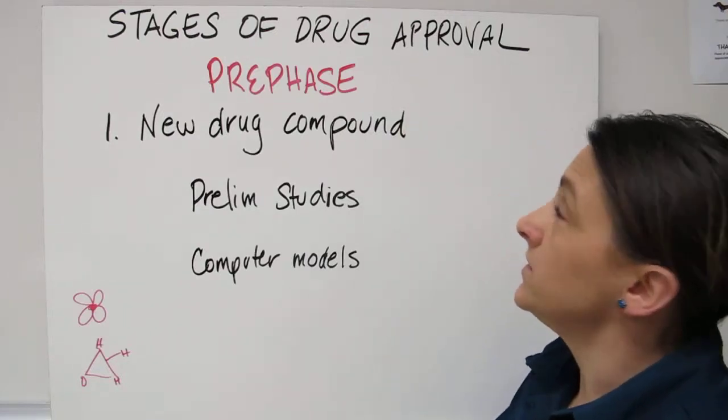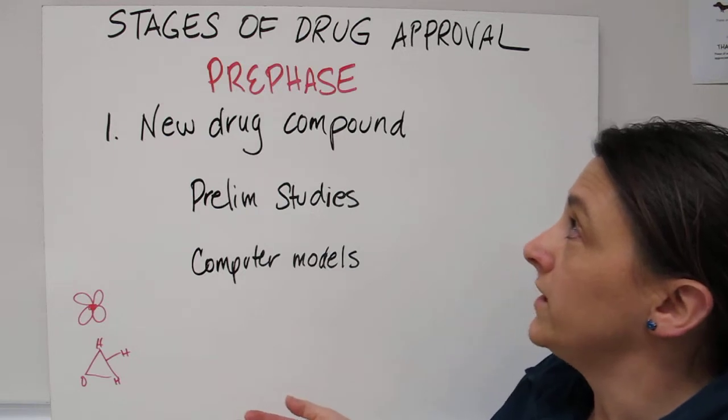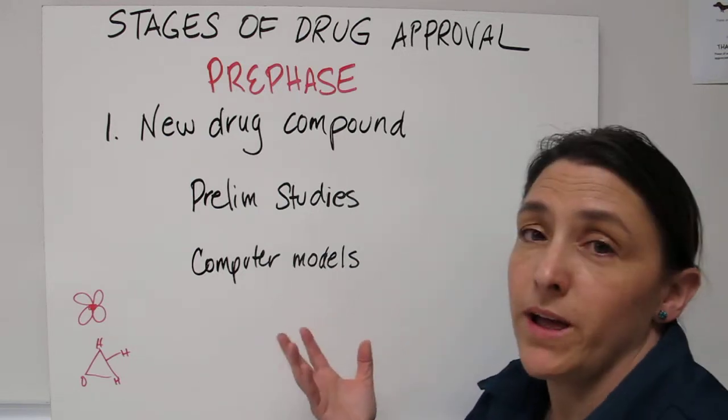All right, so stages of drug approval. There's 4 stages of drug approval. The first one is the pre-phase, and this is when they have a new drug compound.